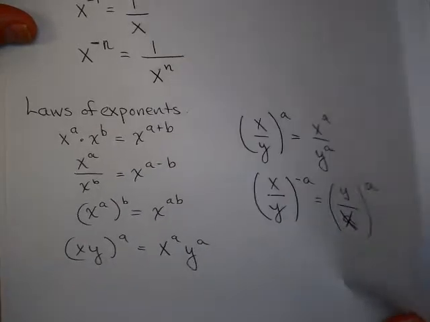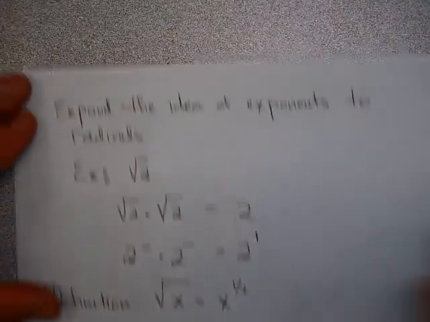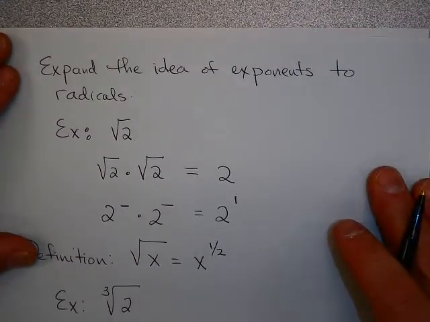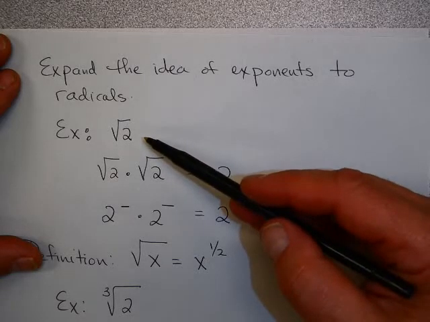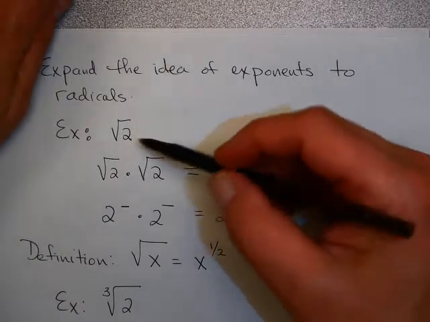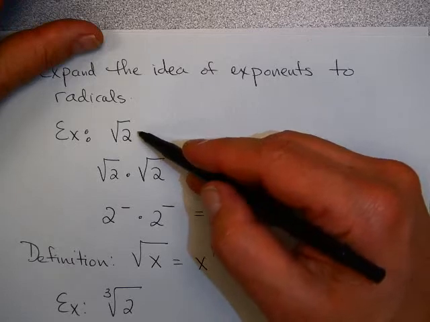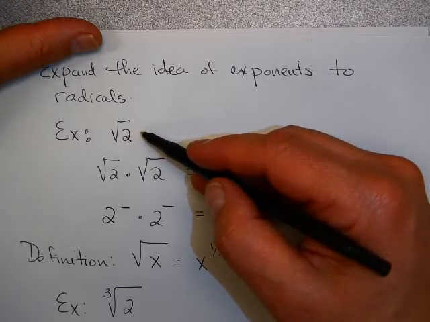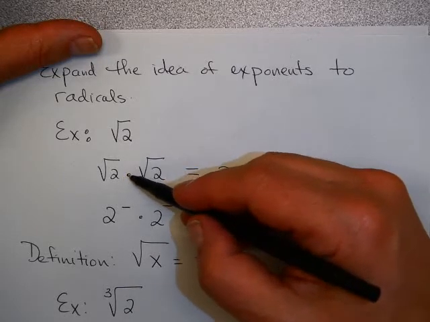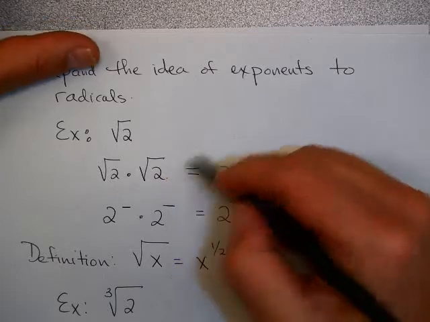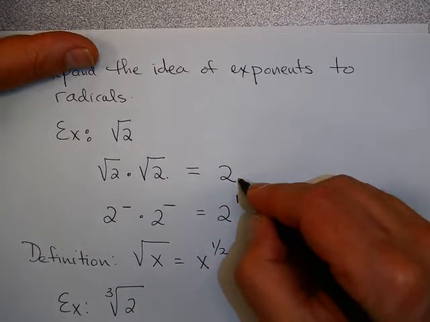Now, how can we expand this idea of exponents to radicals? Well, let's take the square root of 2. Now, what does the square root of 2 mean? The square root of 2 is that unique number that when multiplied by itself equals 2. So, the square root of 2 times the square root of 2 has got to equal 2.